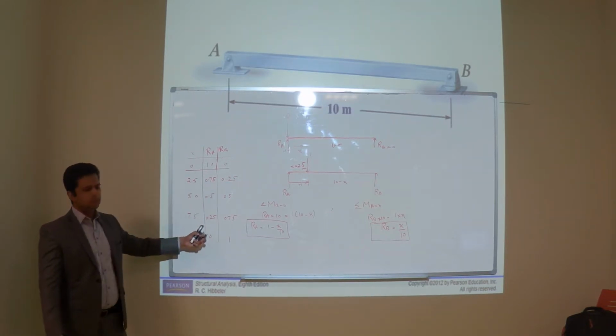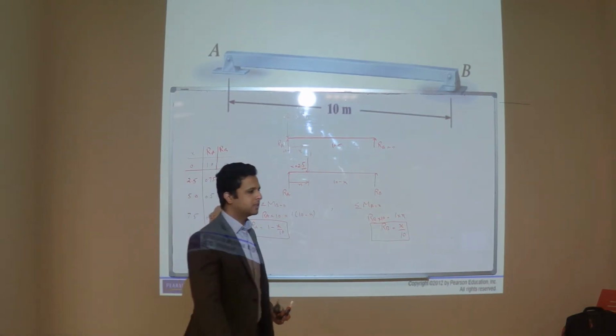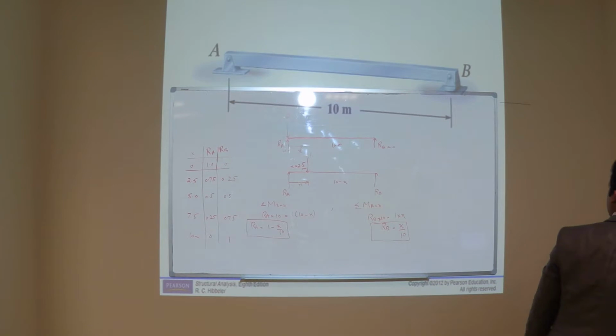Now you understand this table, how I get these values. Okay, so let's now draw the influence line diagram.